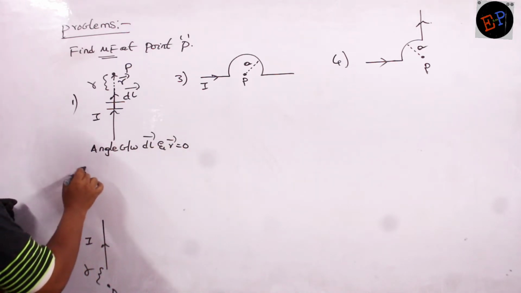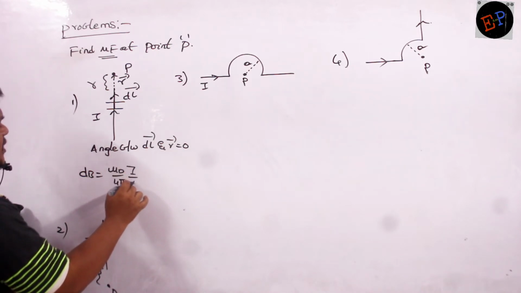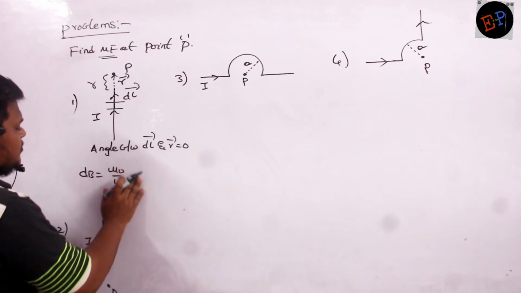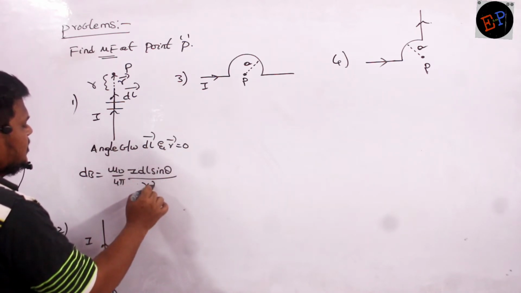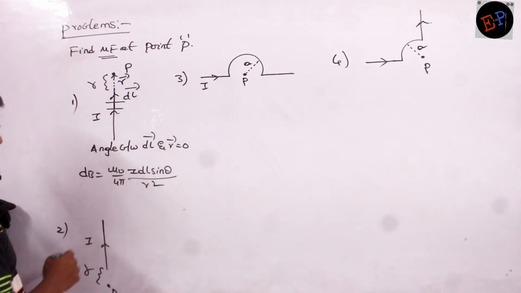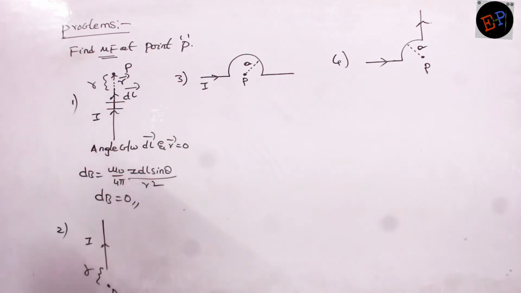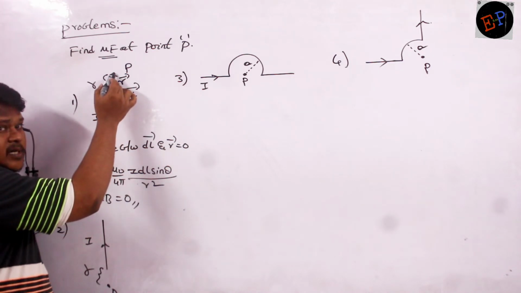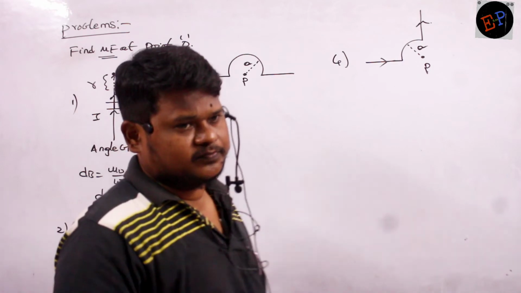Then what is the equation to find out magnetic field? mu naught by 4 pi I dl sin theta divided by R square. Clear, no? Sin 0? 0. So therefore total magnetic field will become 0. Okay? It means exactly in front of the current carrying wire, magnetic field cannot exist. Magnetic field is 0. Clear?